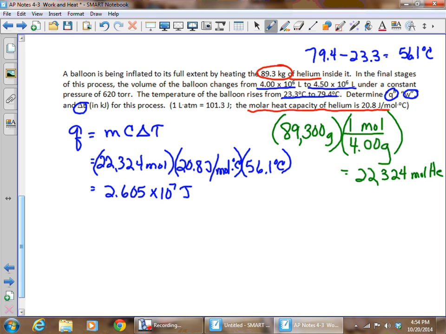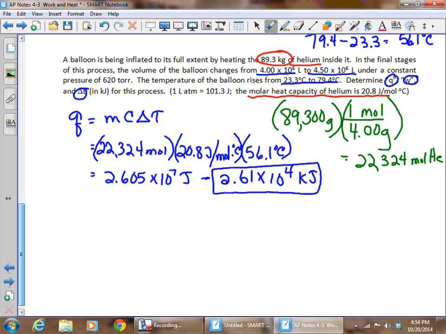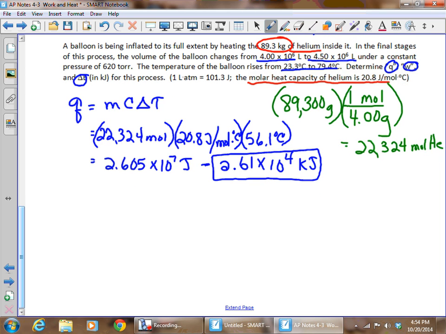Now keep in mind that it wants these values in kilojoules, so I'm going to change this to kilojoules, and I end up with 2.61 to 3 sig figs times 10 to the 4th kilojoules. So there's my Q value. You also might want to be thinking ahead a little bit. Remember, to get delta E, we need to add Q and W. So this is one of the puzzle pieces we need to finish solving this problem.